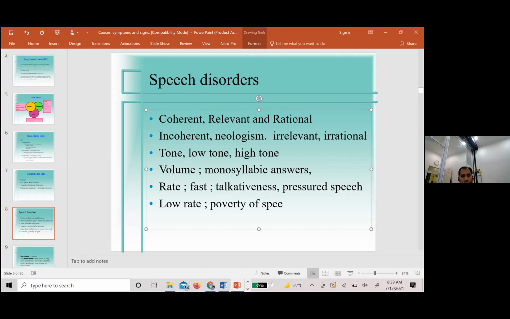This is the term that we should remember. Poverty means poor, poverty of speech. Depression usually has these features, poverty of speech. On the other side, the fast. But in mind, you have to remember this term. What's the difference between talkative and pressured? Both are fast in terms of rate. What is the difference? Pressured has urgency. The patient is like being chased by something, so they talk very fast. Thank you, Atira. What about talkative, Atira?